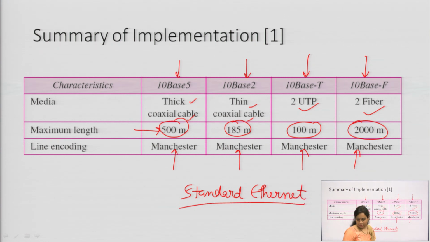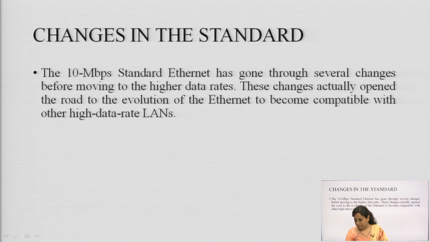Okay, so this is the table showing the different implementations. Now, next we will move to changes in the standard. As we have seen, the standard Ethernet uses a transmission rate of 10 megabits per second, but with the increasing demand of the internet and the increasing number of users, we have to move to a different range of frequency, which means larger data has to be delivered at the receiver side.